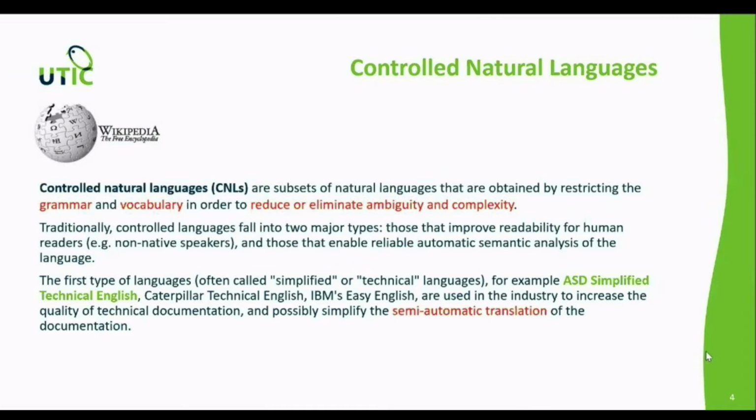So let's start this presentation with the definition of controlled natural languages taken from Wikipedia. As we can see, the text is short, but the content is very important. So we can read that controlled natural languages are a subset of natural languages that are obtained by restricting the grammar and vocabulary in order to reduce or eliminate ambiguity and complexity. So this is important.